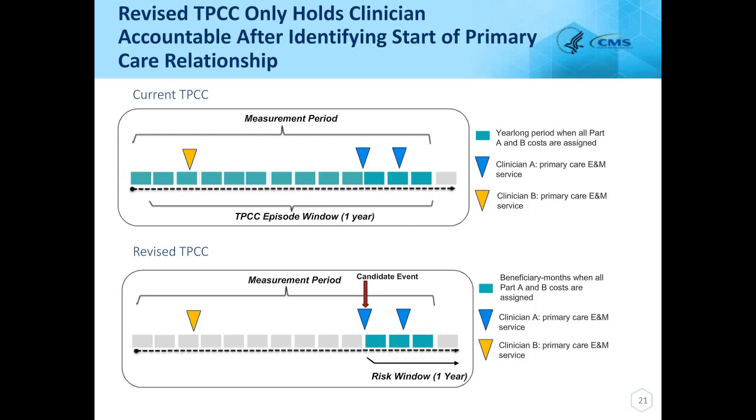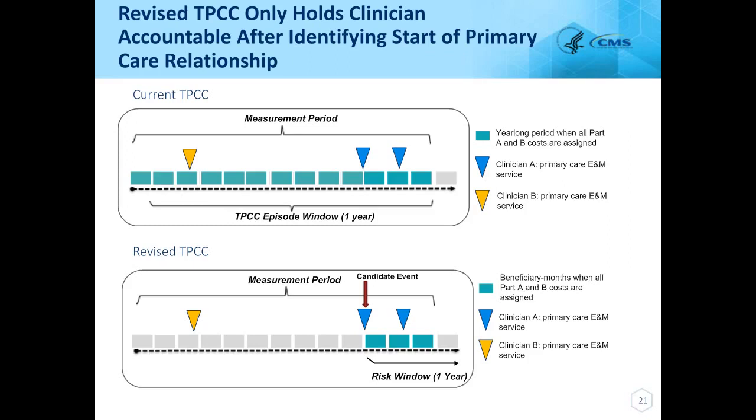And then only the beneficiary months that appear in the risk window and during the measurement period or performance period are counted in the measure. That's why you see that only those 3 blue or green rectangular boxes there are counted, and not the next one over. The very last one is still gray because it's not in the measurement period or the performance period.